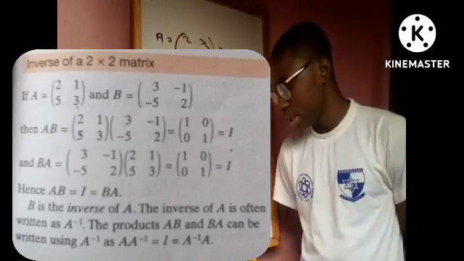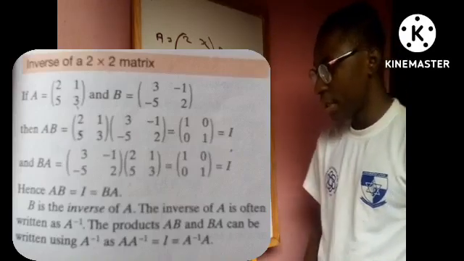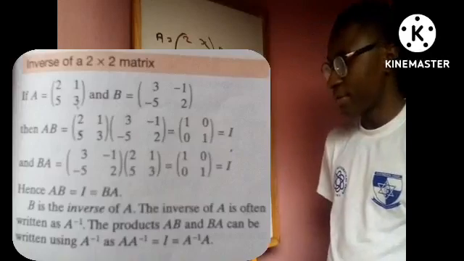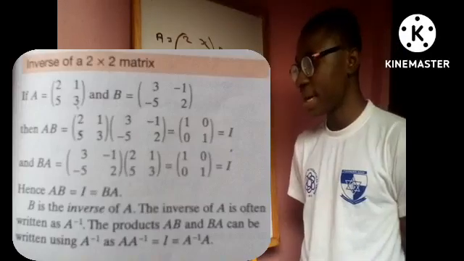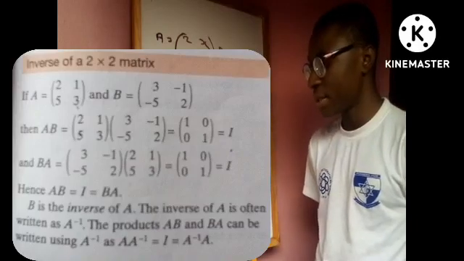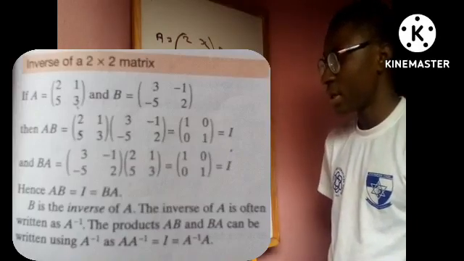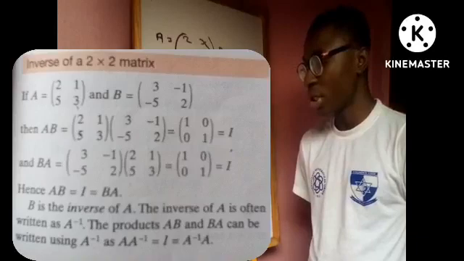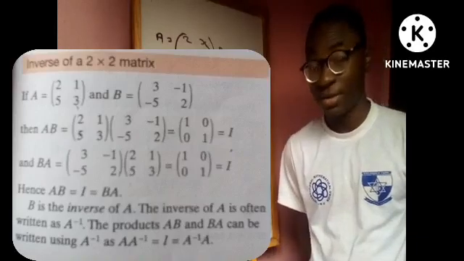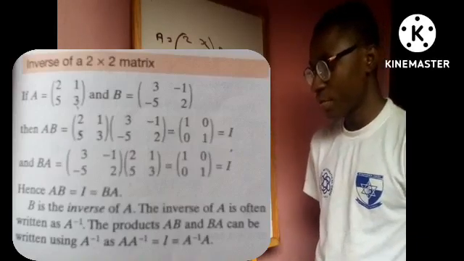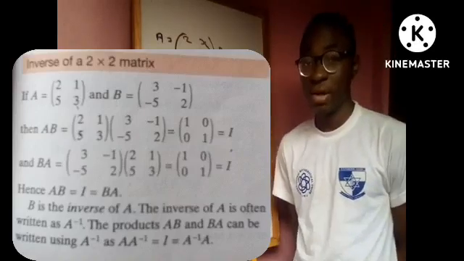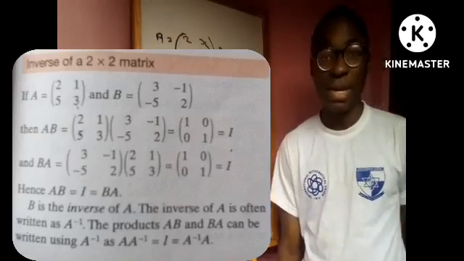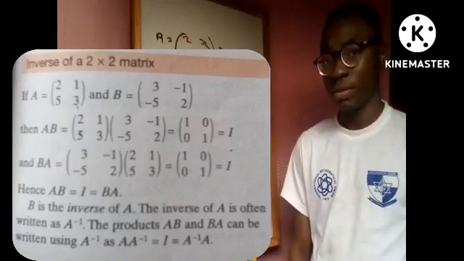Now, noting that the leading diagonal of matrix B, 3, 2, is obtained by interchanging the top left-hand and the bottom right-hand element of matrix A. The other diagonal is obtained by multiplying the other two elements of matrix A by minus 1. So anytime you are looking for the inverse of a matrix, you interchange the elements of the leading diagonal, and then you multiply the elements of the second diagonal by minus 1. So that's how it got it.